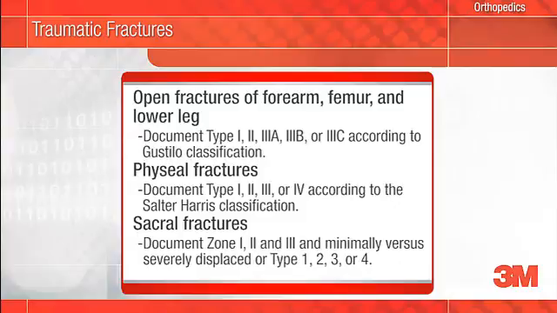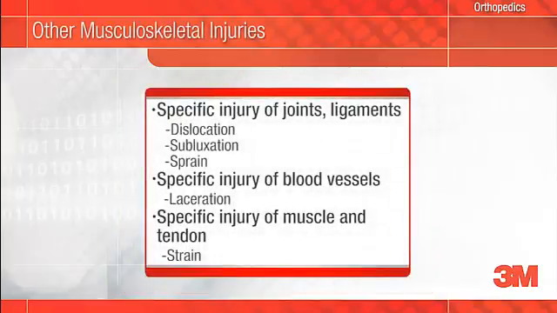Finally, sacral fractures need the additional description of zone 1, 2, or 3 for vertical fractures and whether minimally or severely displaced. Transverse fractures are reported based on types 1, 2, 3, or 4. ICD-10 differentiates other injuries to the musculoskeletal system by type, such as dislocation, subluxation, sprain, laceration, and strain. In each case, additional detail should be documented for site and, in most cases, laterality.